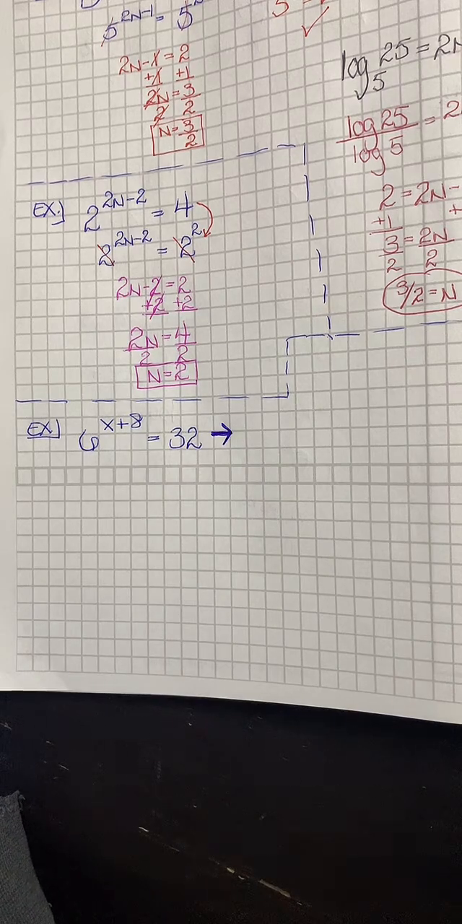Okay, 2 to the third power is 2 times 2 times 2. 6 to the third power is 6 times 6 times 6.